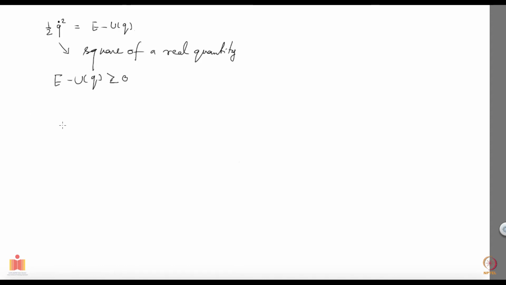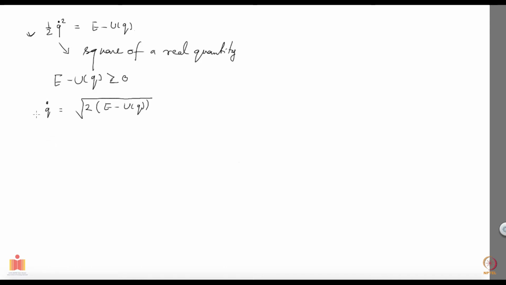Let me integrate this equation, this one. So I get q dot equals the square root of 2 times (E minus U of q), and I can integrate this.